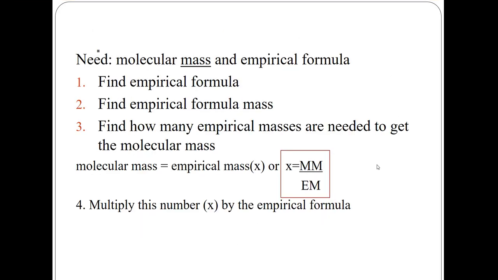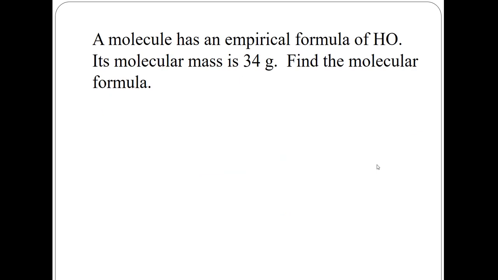All right, here's your step-by-step rules. So you need the molecular mass and the empirical formula. They will either be given to you or you might have to find the empirical formula using percent composition data. So find the empirical formula if you need to, then find the empirical formula mass, find out how many empirical masses are needed to get the molecular mass, and so you'll divide with the large number on top. You will always get a whole number. You will multiply this number through by the empirical formula. Let's do one more example.